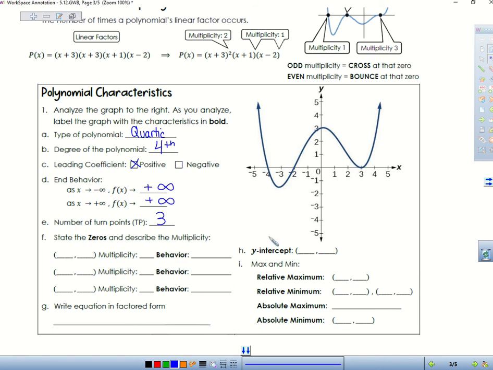Alright. And now we're going to talk about the zeros. The zeros are where we cross the x-axis, right? What are some values where we cross the x-axis here? Or touch the x-axis? Good. (-4, 0). (-2, 0). And very good. (3, 0). Now, what is the graph doing at -4? Is it crossing or is it bouncing? Crossing. And is it crossing in a linear appearance or a cubic appearance? Linear. So the multiplicity is 1 and the behavior is crosses.